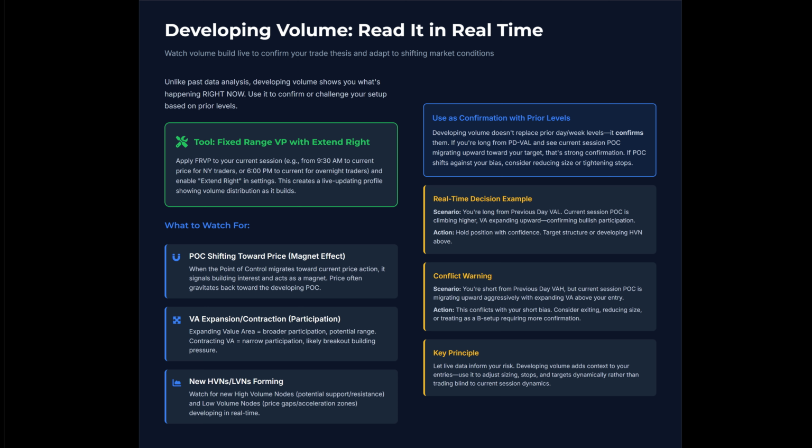Now let's cover the three key patterns to watch for in developing volume. Pattern 1, POC magnet effect. Watch where the point of control forms in your developing profile and observe how price behaves around it. If the POC stays relatively stable and sticky as the session progresses, price will tend to gravitate toward it. You'll see repeated tests of the POC, with price pulling back to it after moves away. This POC acts as a magnet, the center of gravity for the current session.